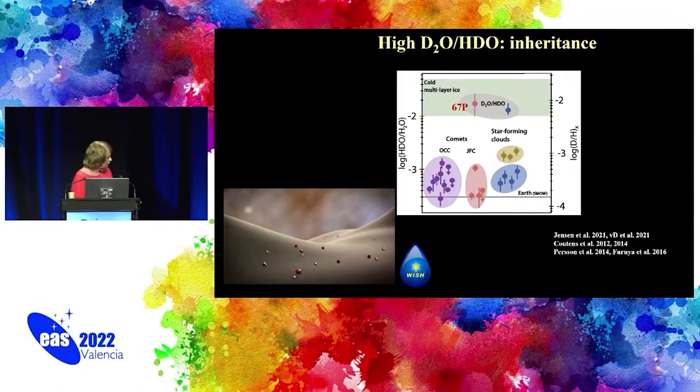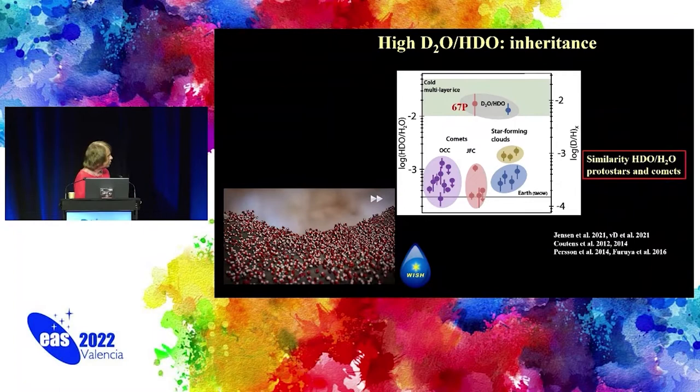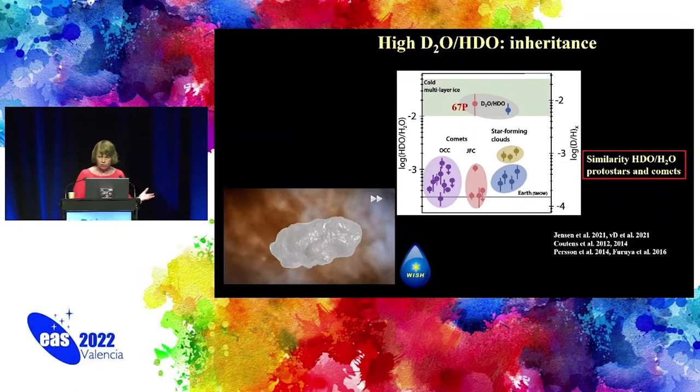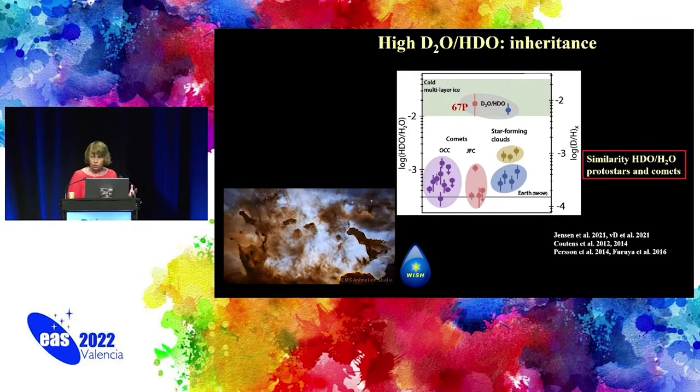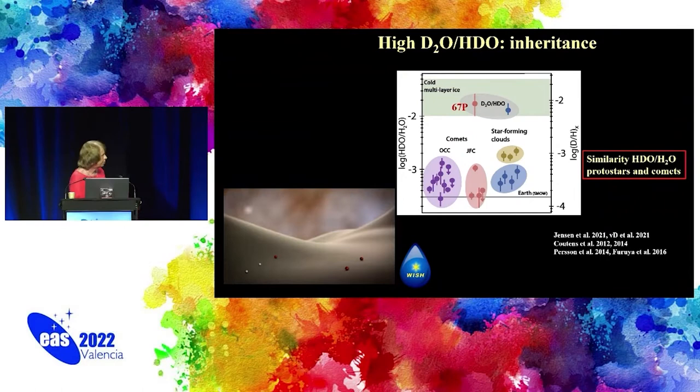But it's not water itself, it's actually the deuterated forms of water that tell us most about the evolution and the inheritance of water. And what you see here in the right-hand slide is HDO over water. And what you're comparing here is a number of these protostar envelopes like IRAS 16293, in comparison with a number of comets. And the bottom line is that within factors of two, all of these numbers are very similar between protostars and comets, and all of them are at least an order of magnitude higher than the overall D/H ratio that you have in the interstellar medium and in the universe.